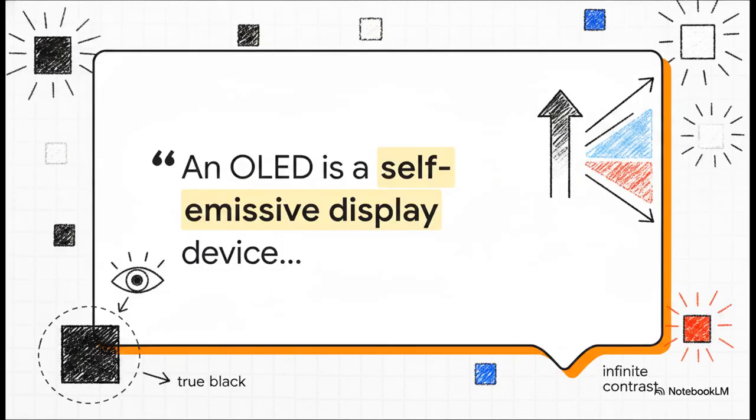Now, definitely draw a box around this on your paper. The crucial exam point for OLED is that each pixel is entirely self-emissive. Think about what that means. If an image requires the color black, the pixel simply turns off. It draws zero power, it emits zero light, and it gives you absolute true black levels with an infinite contrast ratio. It's a real game changer.